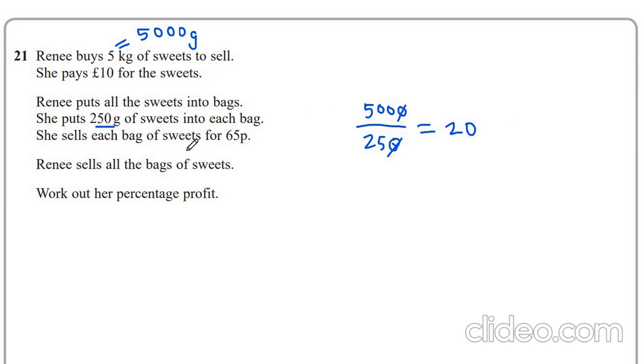She sells each bag of sweets for 65p. So 20 times 65p is 1,300p. That is the same as 13 pounds.